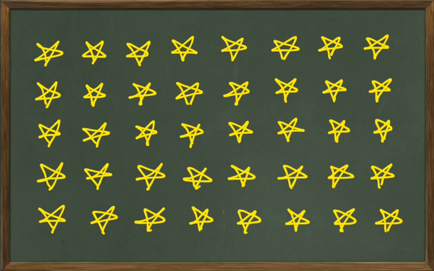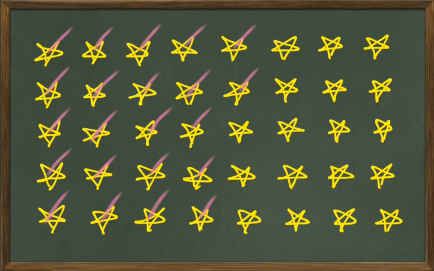Here we go. 1, 2, 3, 4, 5, 6, 7, 8, 9, 10, 11, 12, 13, 14, 15, 16, 17, 18, 19, 20, 21, 22, 23, 24, 25, 26, 27, 28, 29, 30, 31, 32, 33, 34, 35, 36, 37, 38, 39, 40. Okay, we made it.